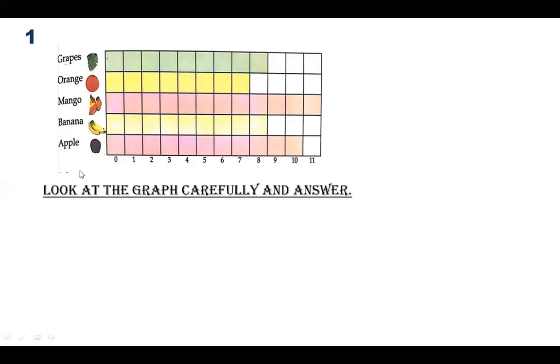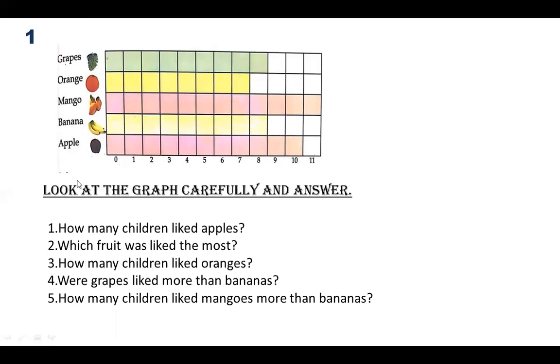Look at this graph carefully and answer. Means this is called a pictograph, a picture graph you can say. Okay, here some questions. How many children liked apples? Apples were here. So, how many children liked them? 10 children. See here, 10 children liked apples.